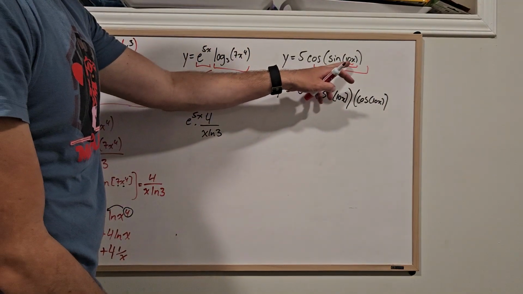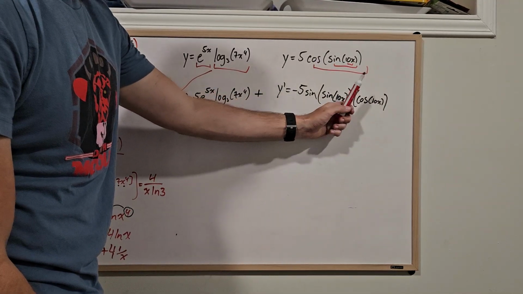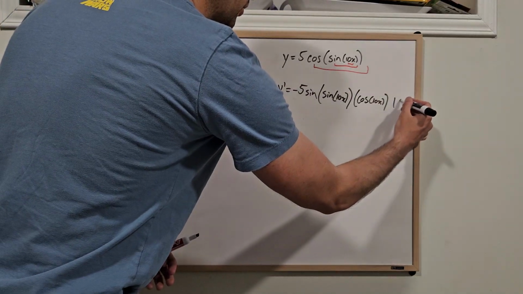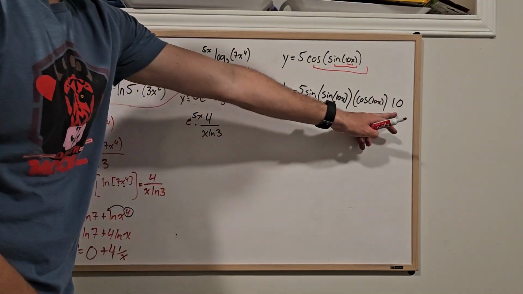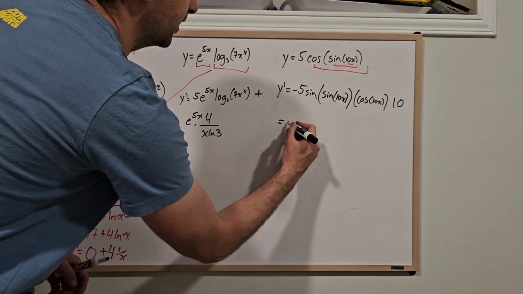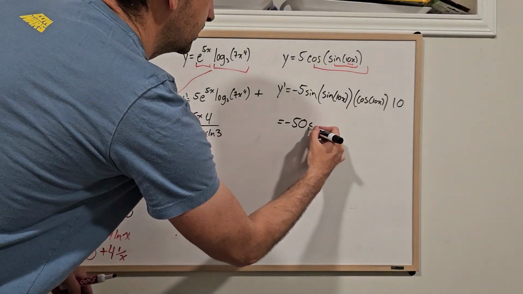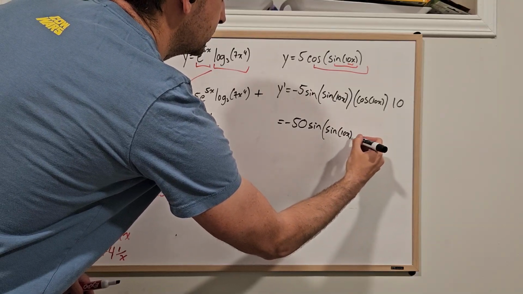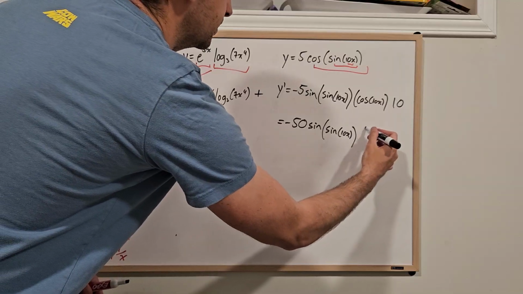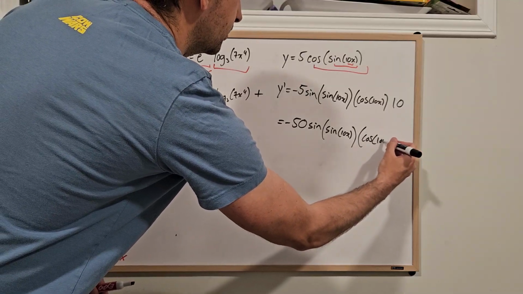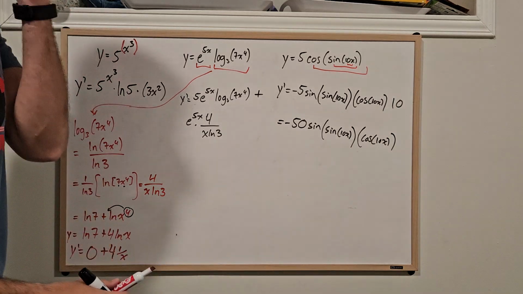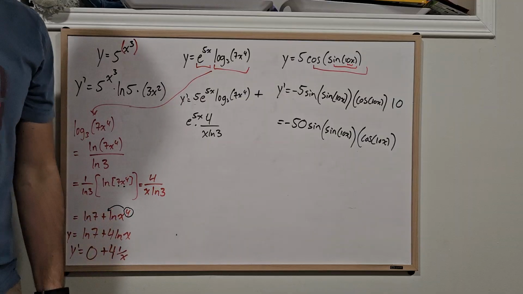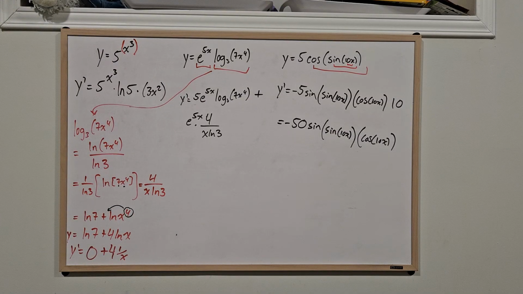Now, my other function, the inside of this function, is 10x, the derivative of which is just 10, okay? So I have another 10 at the end there. And if you want, you can just rewrite it as negative 50 sine of 10x, and then here you just have cos of 10x on the end there. Yeah, pretty funny, that one. Multiple chain rules, super fun. Well, there you have it. Hope you enjoyed it, and have a good one.